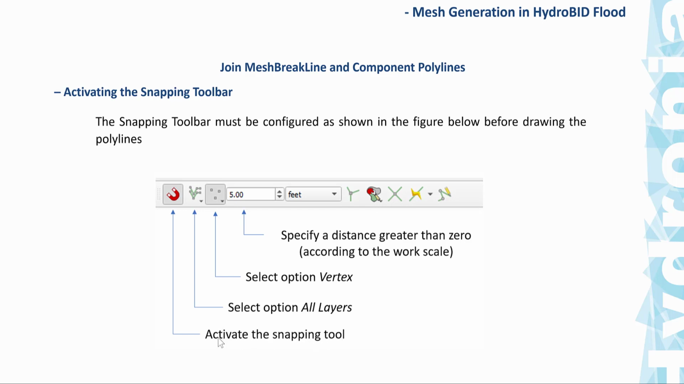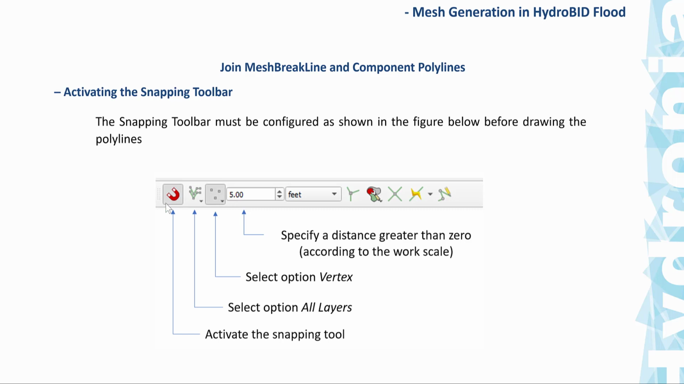Essentially, you have the activation tool, this icon over here, which you will need to click in order to activate it. It will make your nodes snap to the line, so that they will snap to the correct location of the nodes. Then you have the selection option that will work either in all layers or in specific layers.